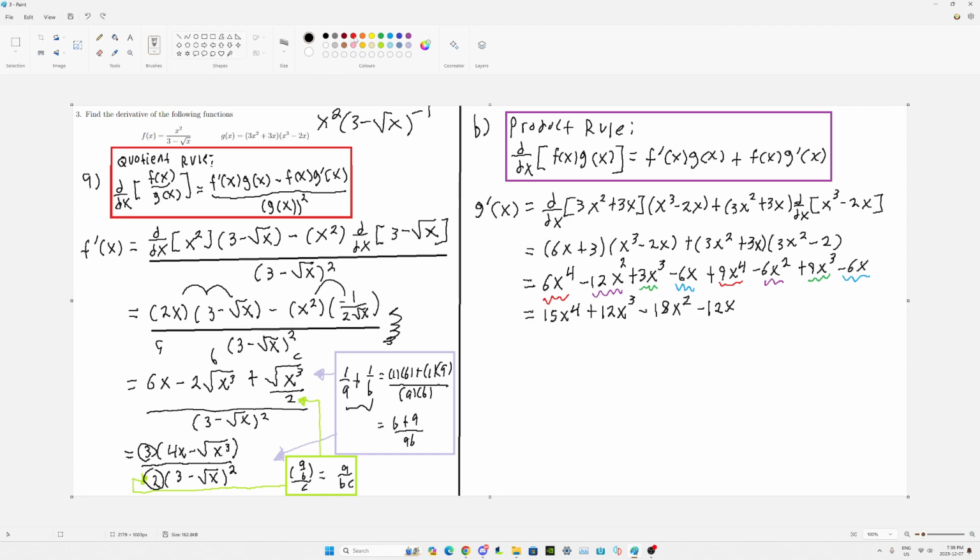Okay, so what's the next one? g of x equals f of x times g of x. This is going to use the product rule. Basically, if we have a function times another one, the derivative of that is going to be the derivative of the first times the second, plus the first times the derivative of the second.